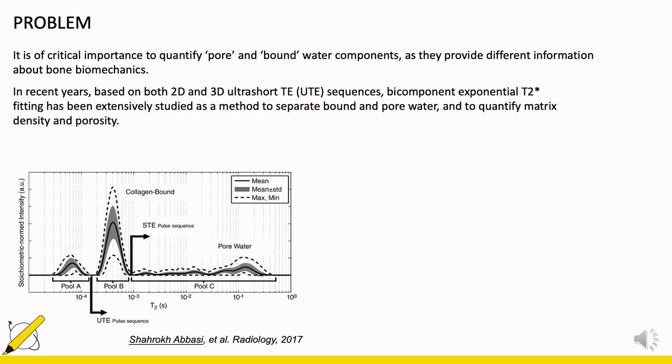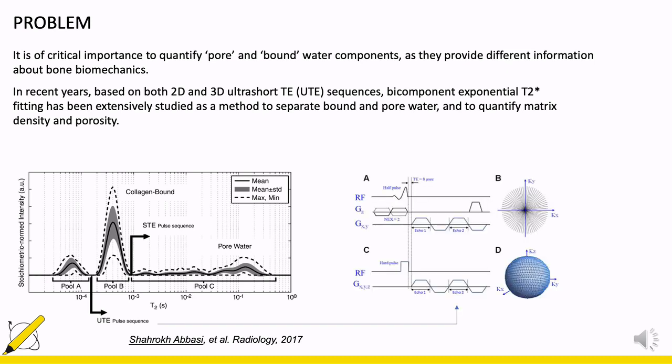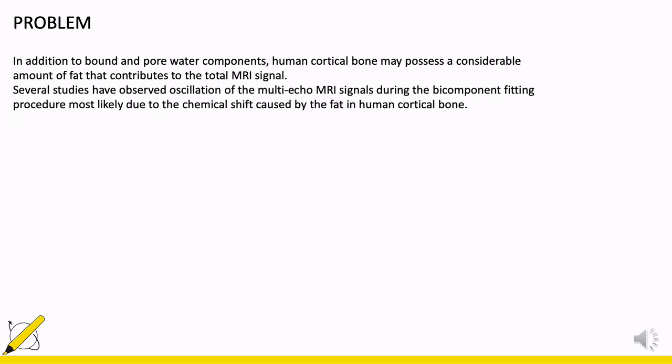In recent years, with the development of both 2D and 3D ultrashort TE (UTE) sequences, bicomponent exponential T2* fitting has been extensively studied as a method to separate bound and pore water and to quantify matrix density and porosity. In addition to bound and pore water components, human cortical bone may possess a considerable amount of fat that contributes to the total MRI signal.